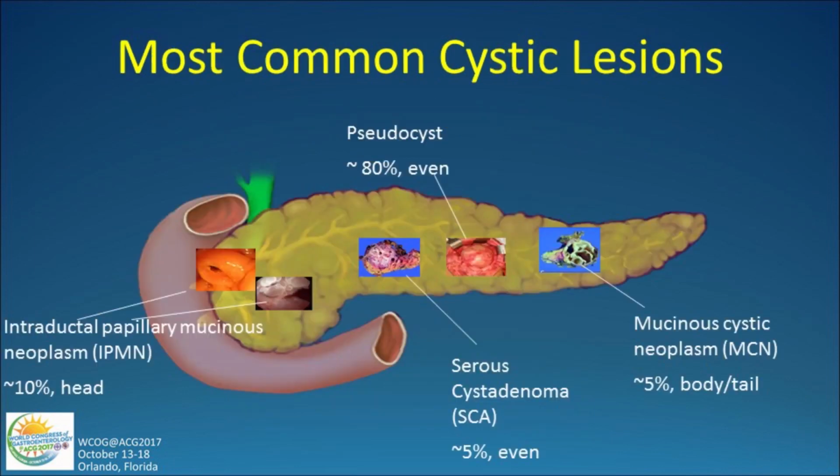In terms of the most common cystic lesions you're going to find, I already mentioned that pseudocysts are by far the most common, but once you get into the cystic neoplasms, the most common and the ones that you'll most frequently encounter are IPMN lesions. Most commonly they occur in the head. In the body and tail, you have mucinous cystic neoplasms, or MCNs, and then serous cyst adenomas have an even distribution throughout the pancreas.